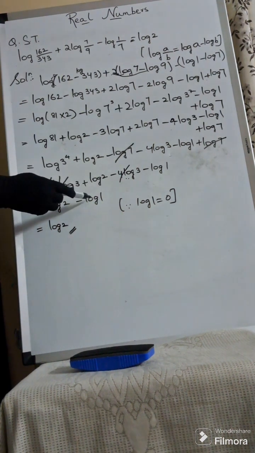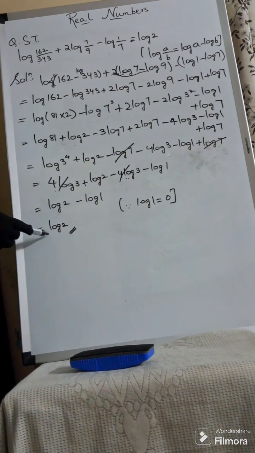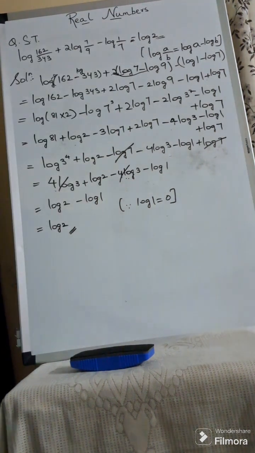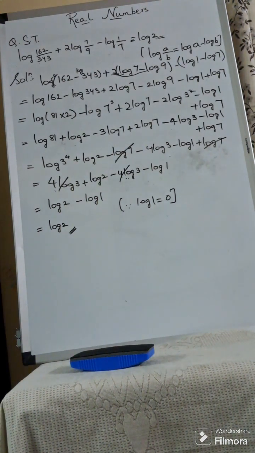So we know the value of log 1 is 0. So our answer is log 2. So hence we proved this equation. This is one of the important questions and a little bit confusing, so practice it well.